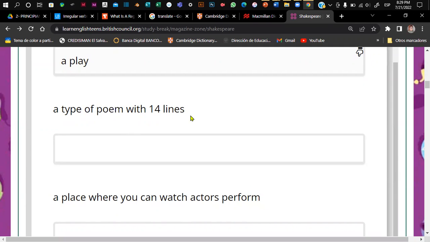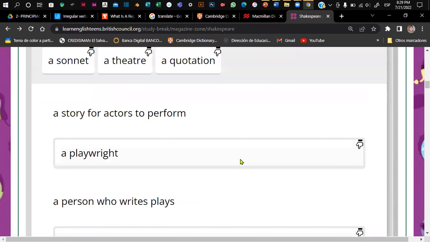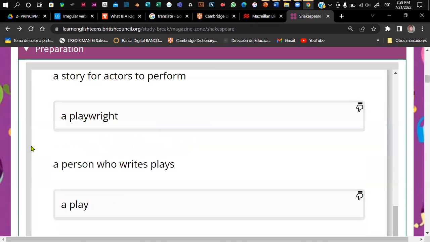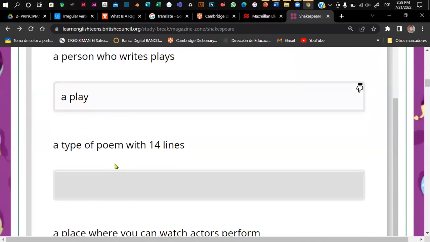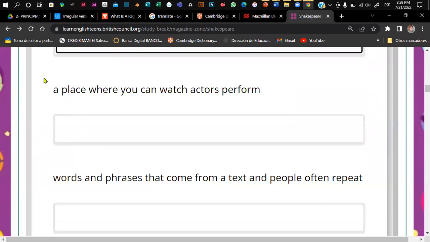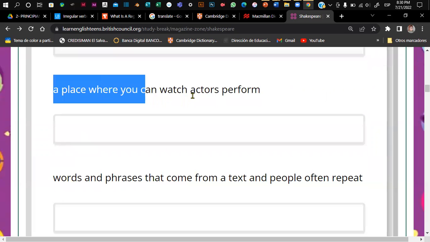Repeat poem. Poem. A type of poem with 14 lines. What is the word? A sonnet. Okay, a sonnet. It sounds like that. Así parece. It sounds like that. Okay, I place it there. Okay, next, what is the next definition?